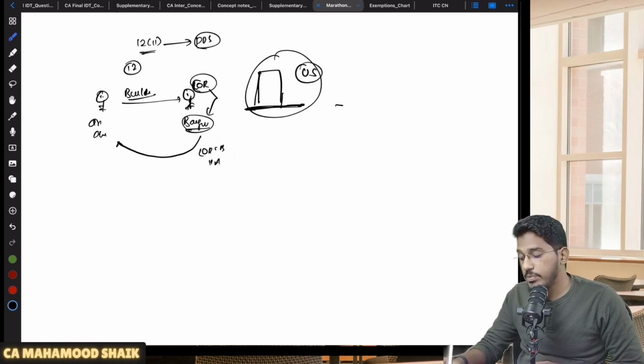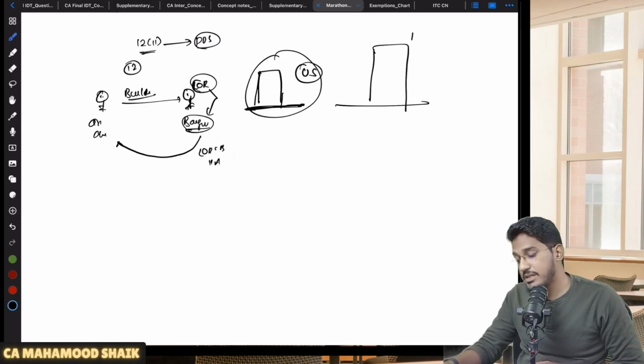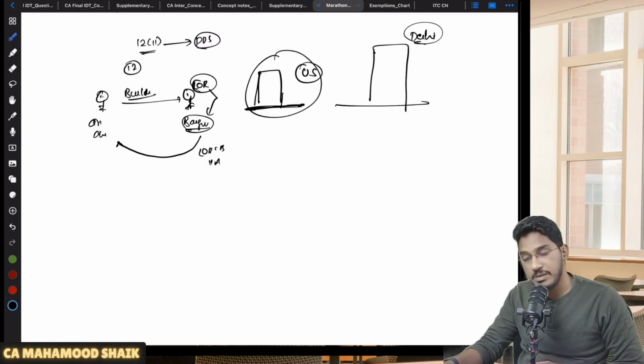Sir, what if this immovable property is not in the US? This immovable property is supposed to be constructed in Delhi. Then what will be the place of supply?